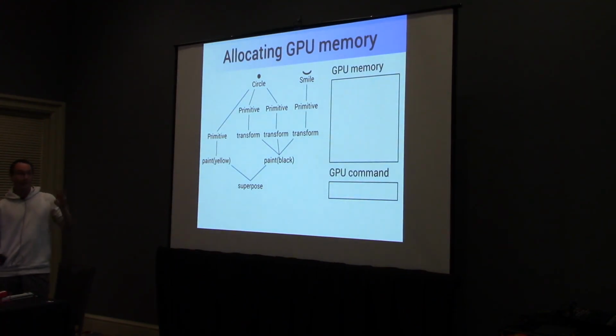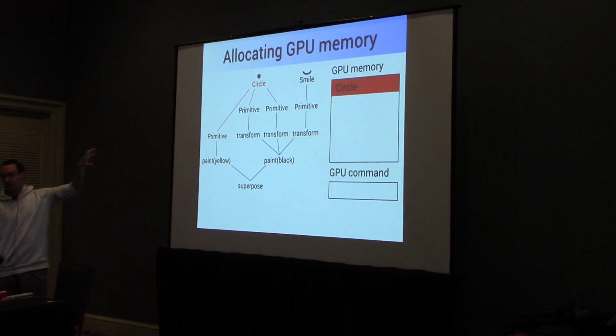To execute this, we will allocate some memory on the GPU. First for the circle, so let's assume that this step will transform the circle, which is the path, an arbitrary complex path that you describe with Bezier curves and so on, into a list of straight lines, like polygons, that the GPU can consume. Same for the smile. You will turn it into a lower level representation.